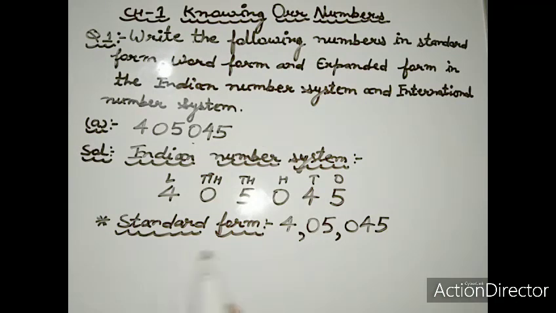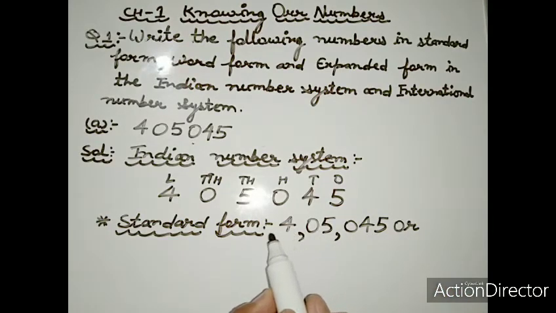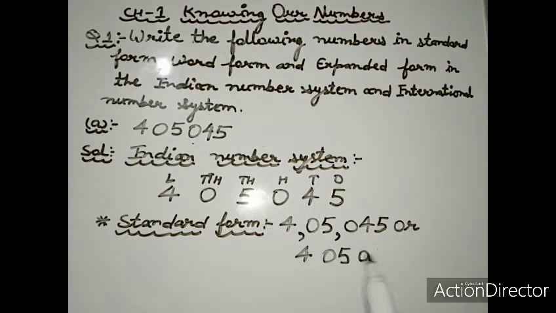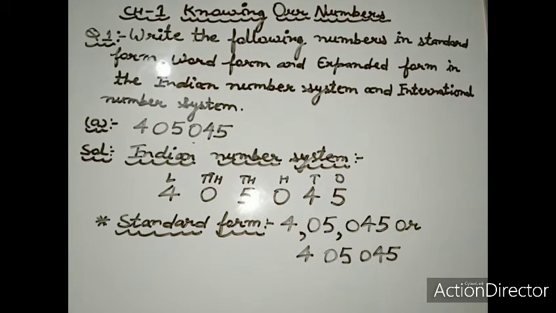So here we write the standard form of this number by using commas, and we can also write it by leaving space between these periods. Then we write 4, 05 and 045. So here there are two methods to write the standard form of the number. Now we write the expanded form of the number.